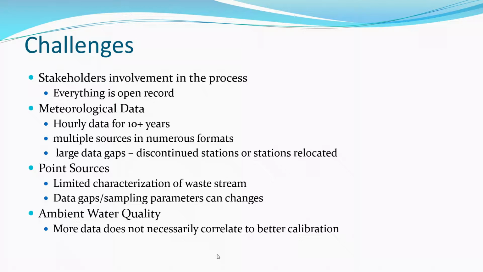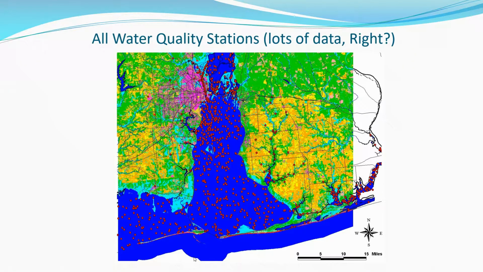And you need to understand that more data does not actually correlate to a better calibration. An example would be if you look at a system here. This is Mobile Bay in Alabama, and this is after doing a STORET pull. Everywhere that you have a red dot there, that means you have a water quality station, which indicates that you have some data associated with it. And it looks like it's a lot of data.